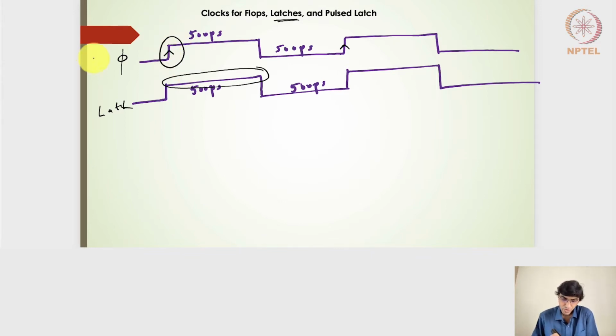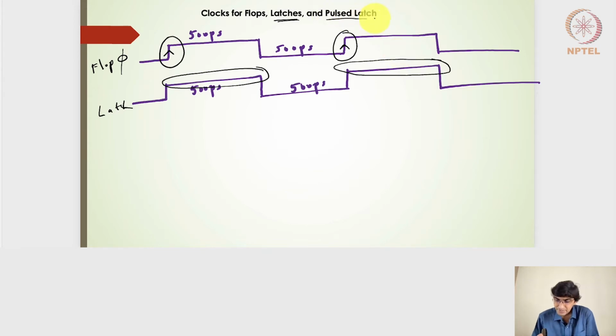Whereas for the flip-flops, it is always with respect to the transition of the clock, and in this particular case, it is the positive edge triggered clock. So at the positive transition, you will get the output. In the subsequent clock transitions, that is where we will get the output in the flops, whereas in the subsequent clock level high, we will get the latch output.